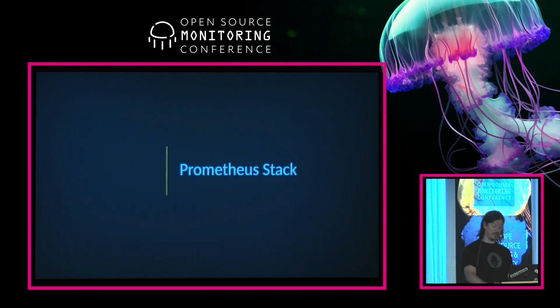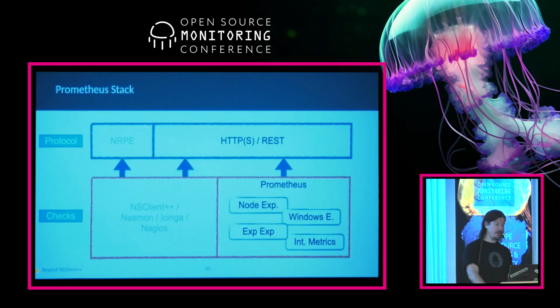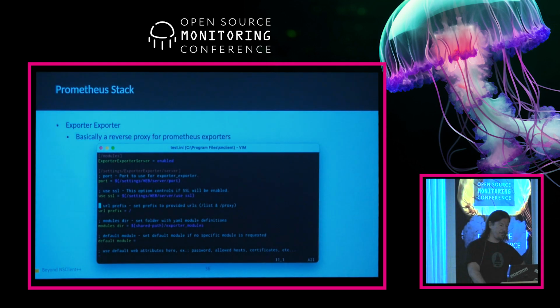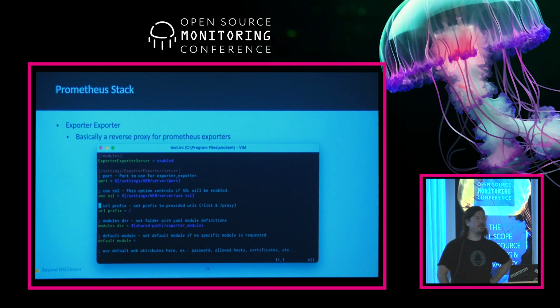So let's have a look at the Prometheus stack. Prometheus works a little bit different. Usually you have exporters and they provide metrics, and we have several exporters included in the SNClient, and let's have a look at them. The first one is the exporter. It's a reverse proxy for other exporters.